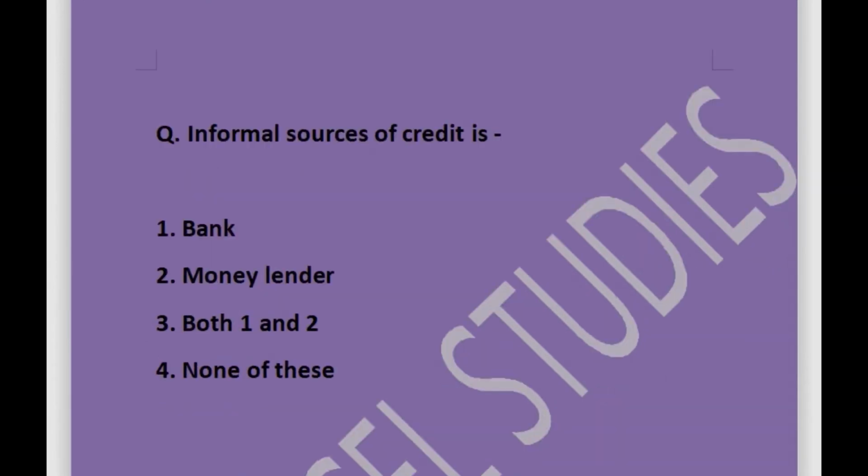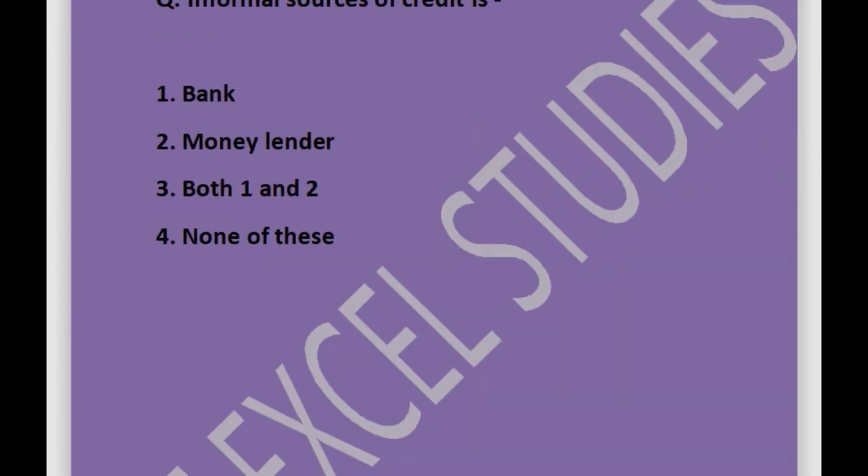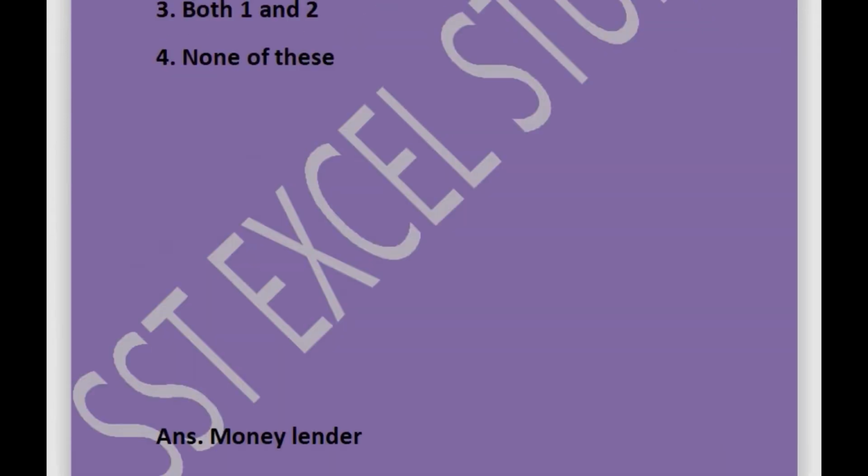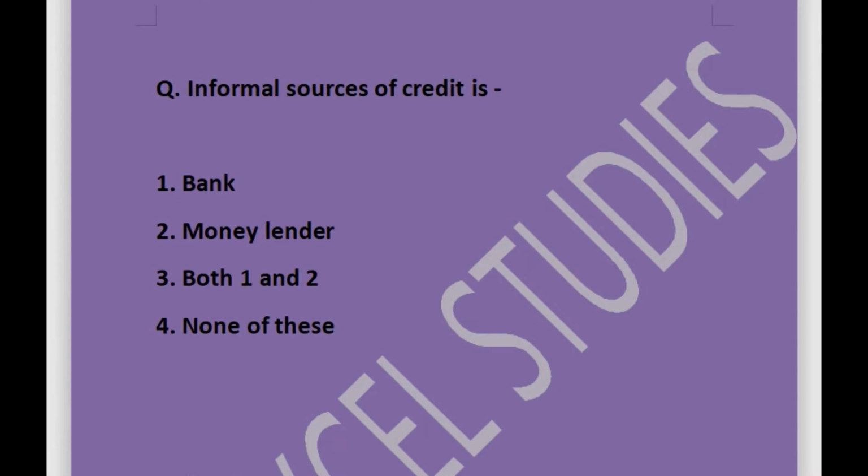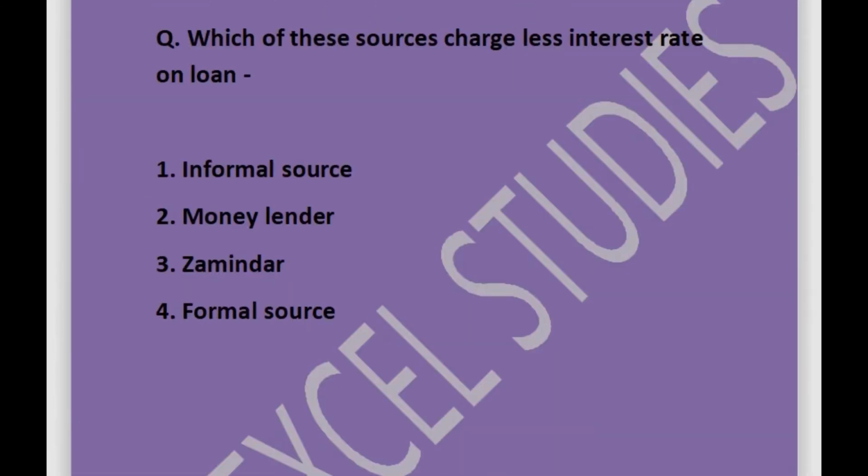Answer is demand deposit. Next question is, informal sources of credit is. Options are bank, money lender, both 1 and 2 or none of these. Answer is money lender. Money lender is the informal source of credit.